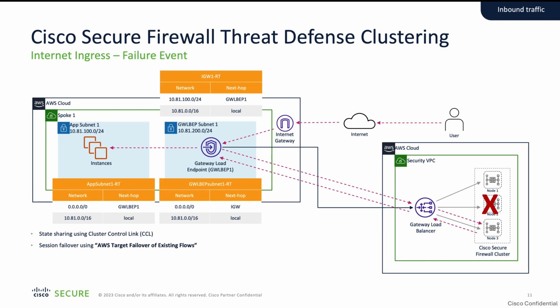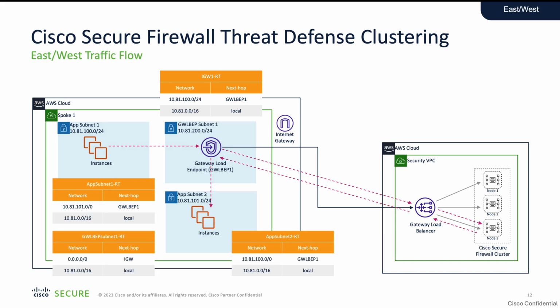And what happens if the firewall node inspecting this specific traffic flow becomes unhealthy? With target failover configured, the gateway load balancer automatically redirects that flow to another available, healthy node in the cluster. For example, as you can see here, node 2 was handling the traffic and it failed. The traffic is seamlessly forwarded to node 3, ensuring continuity without disruption.